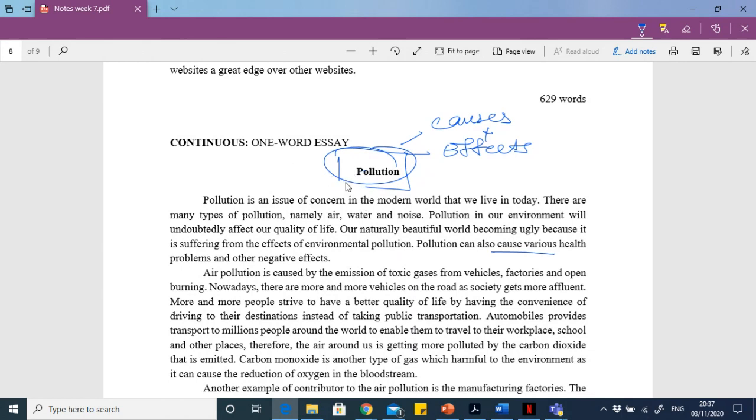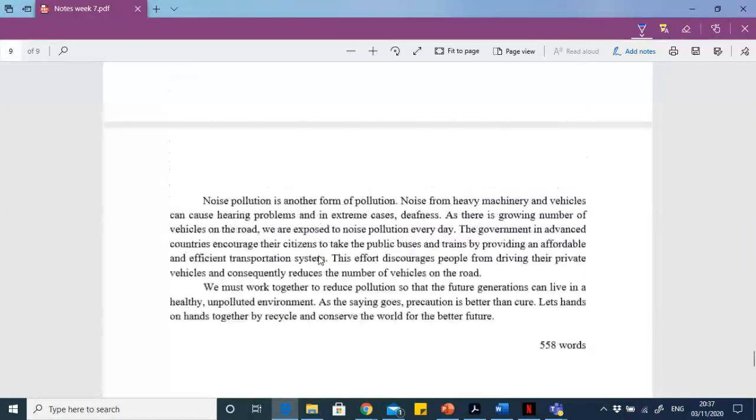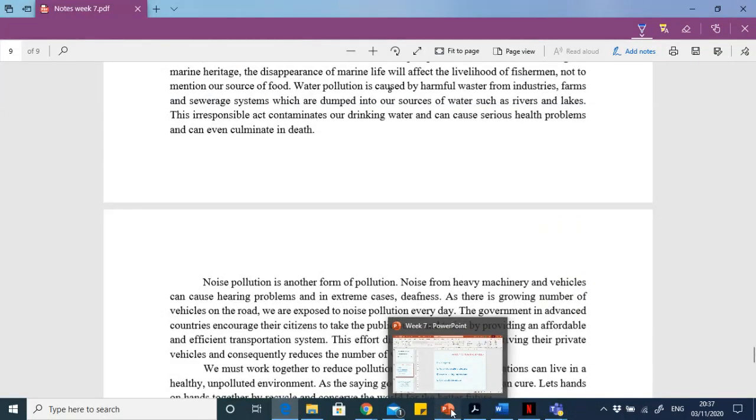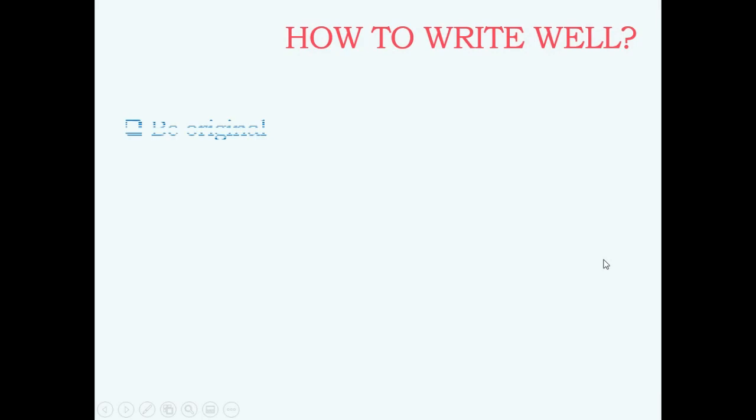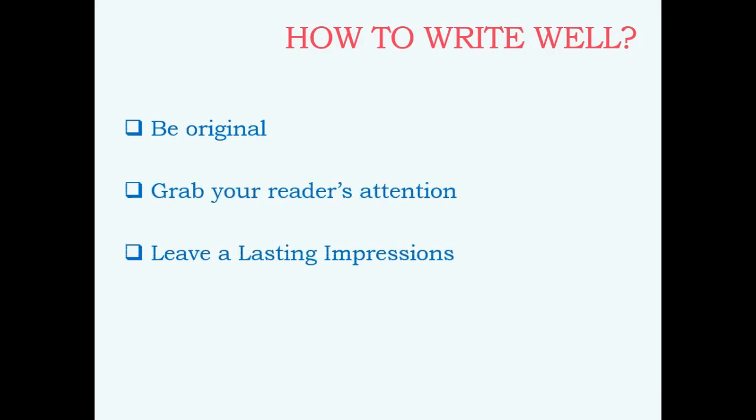Okay, you can make pollution as a character, or you can talk about waste, you know, the general stuff. All right, so this is continuous writing. In your essay, please take into consideration all these things.